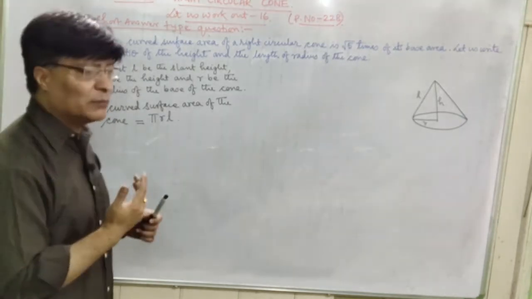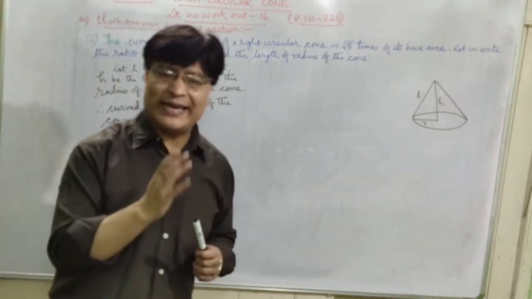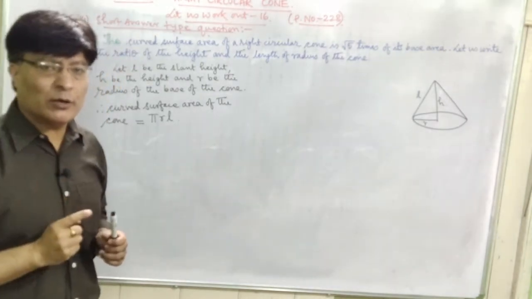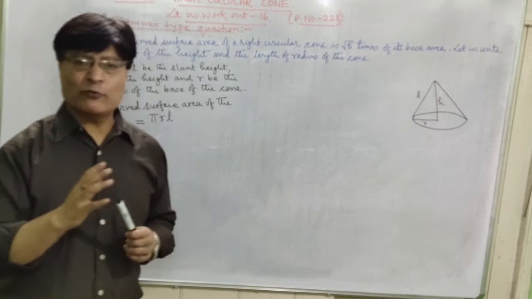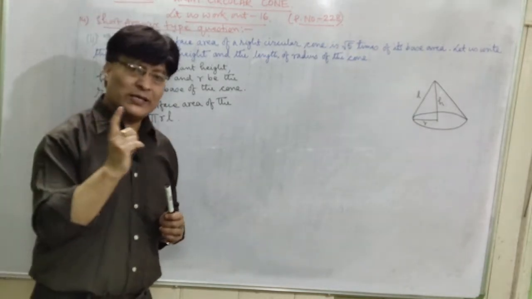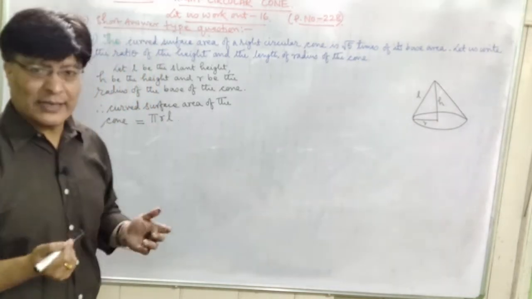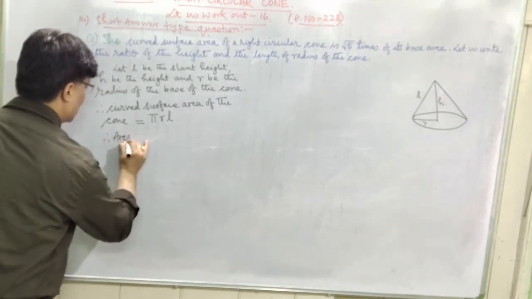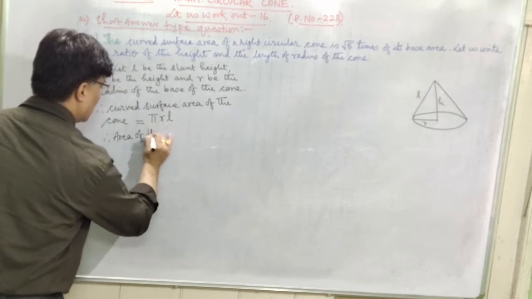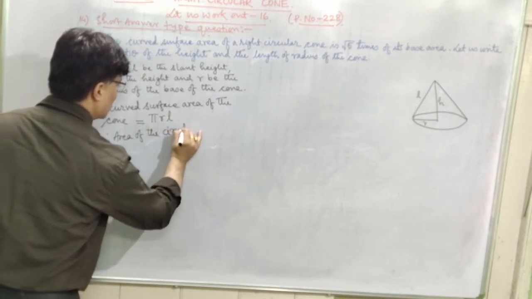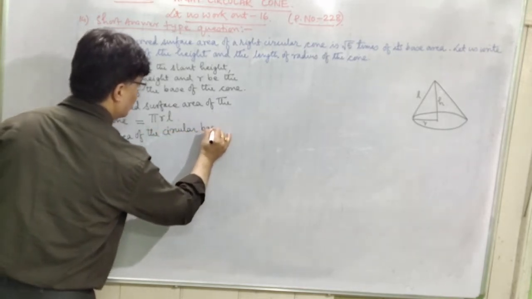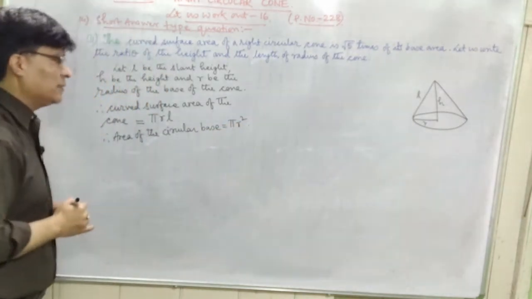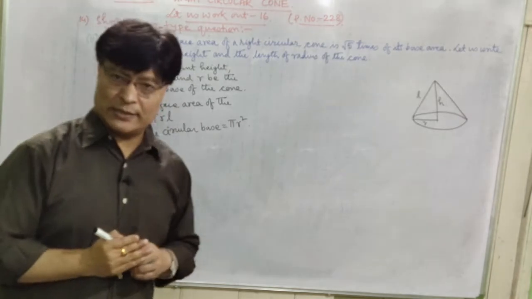Now you should find out the base area. What is the area of the circular base? Base area means area of the circular base. So in case of cone, the base is a circle. What is the area of the circle? You know that it is pi r square. So therefore area of the circular base is equal to, what is the formula? It is pi r square. So I think you have understood it.